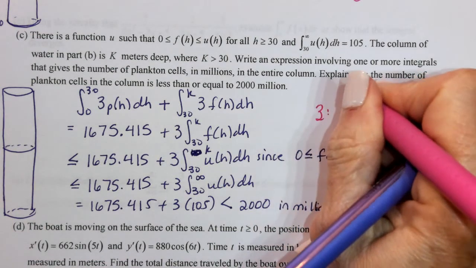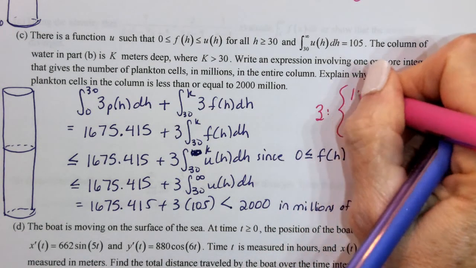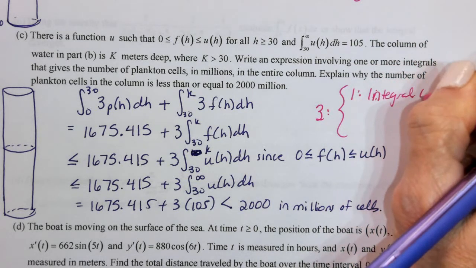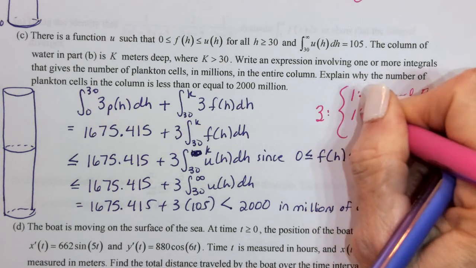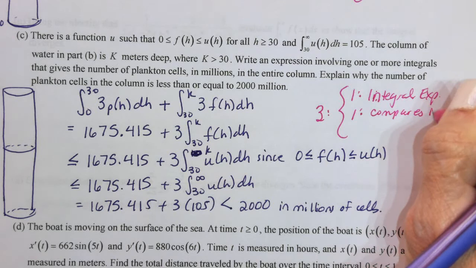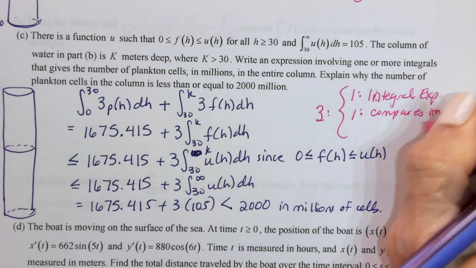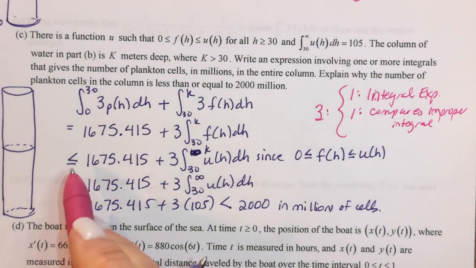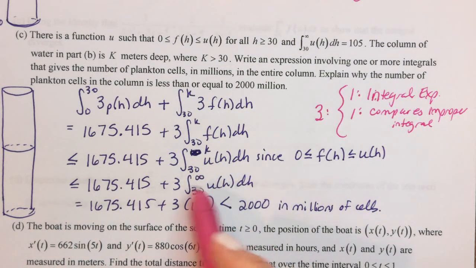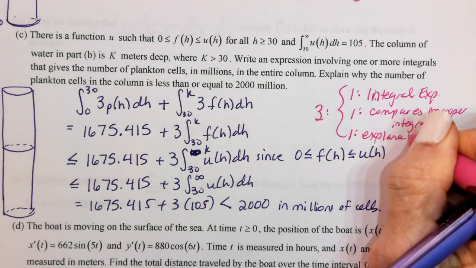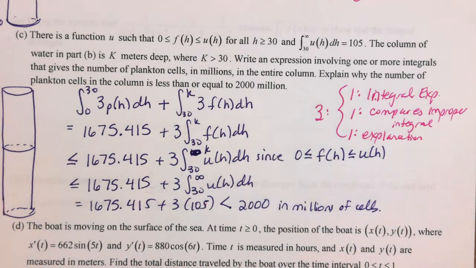This was worth 3 points. The first point was for the integral expression. The next point was for comparing, what they say compares improper integral. So I think that's where we did our inequality and we got our improper integral involved, the 105. And then the third point was for the explanation, which was our entire response.